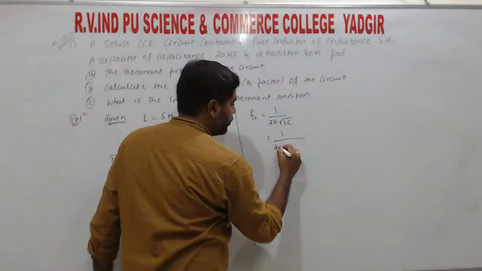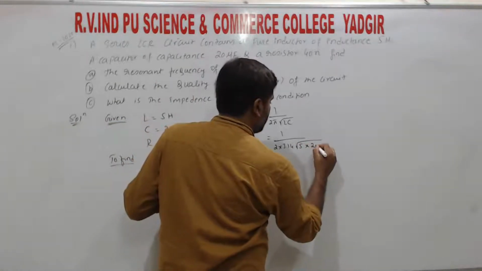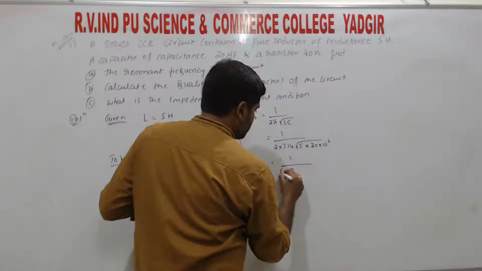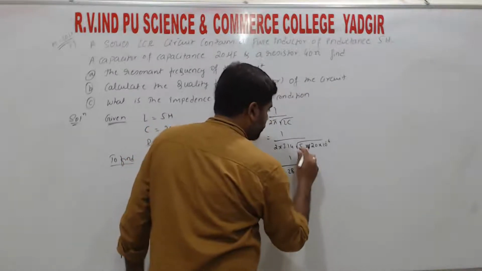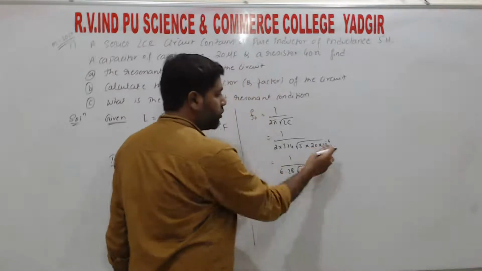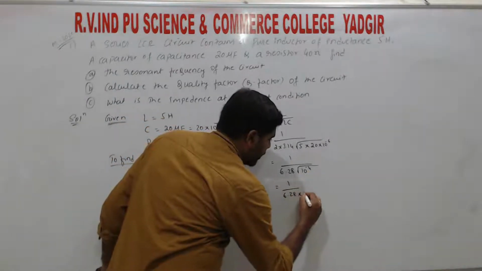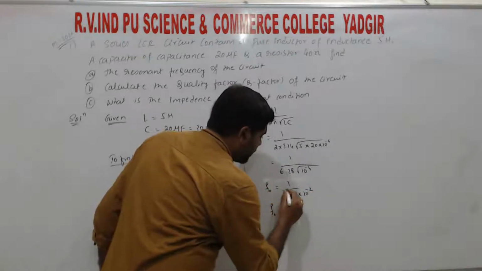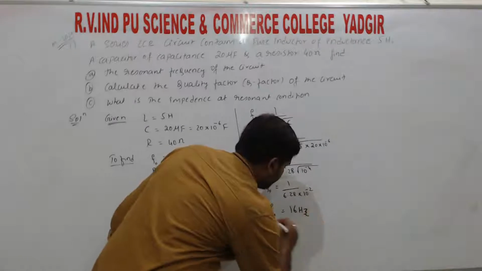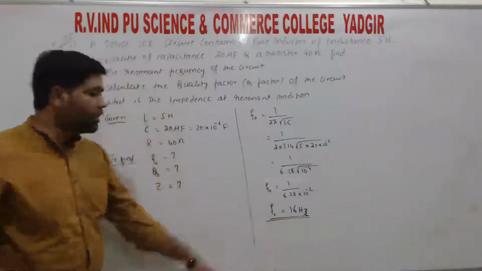So substitute and simplify. 2 into 3.14 under square root of 5 into capacitance, that is 20 into 10 to the power of minus 6, right? So 2 into 3.14 is 6.28, into 5 2s are 10, 100. So here we get 10 to the power of plus 2, 10 to the power of minus 6, we get 10 to the power of minus 4. If we remove the root, we get 1 divided by 6.28 into 10 to the power of minus 2. So dividing 1 by 6.28, we get the frequency F naught, that is 60 Hz. The unit is important, denoted by Hertz. So this way we calculated the resonant frequency.